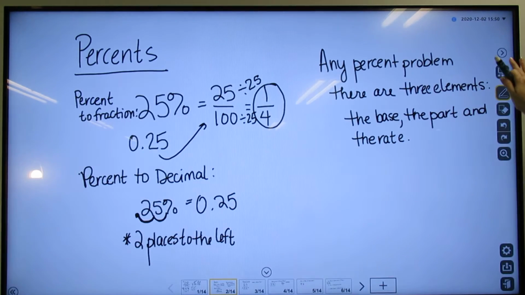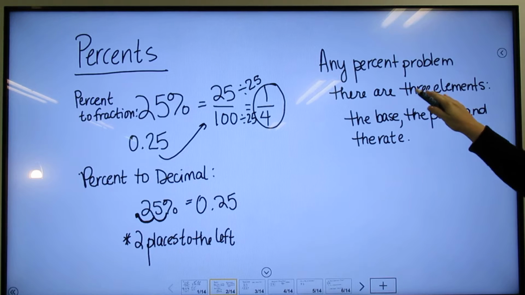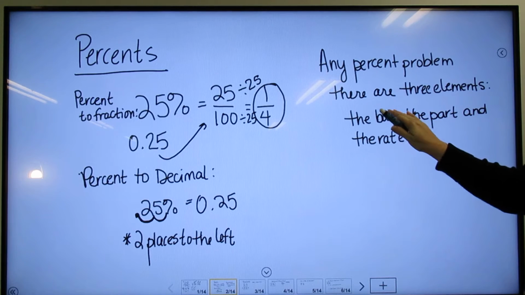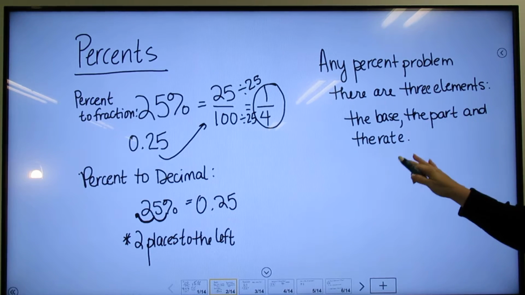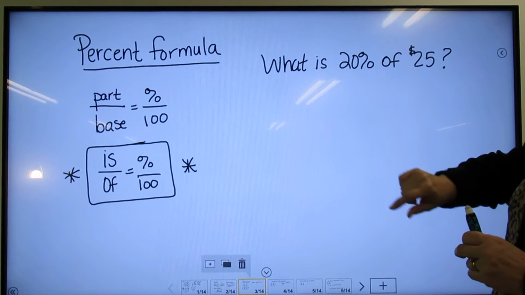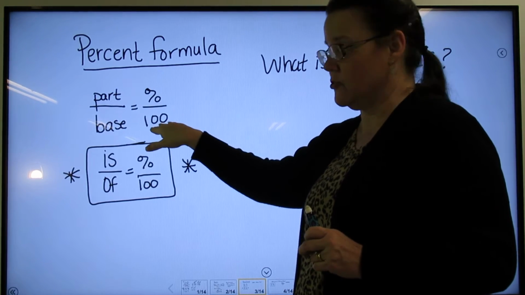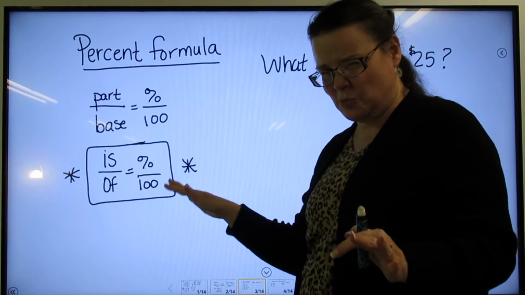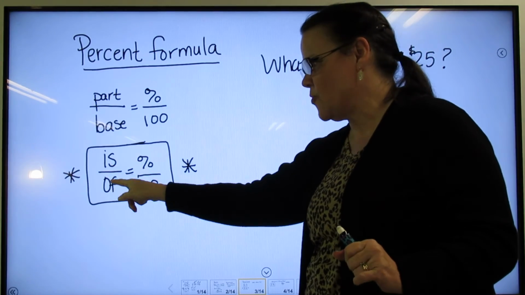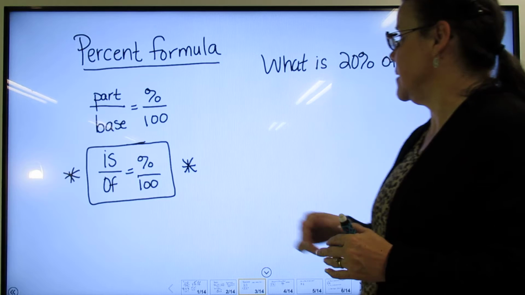Any percent problem that we're going to do is going to be 3 elements, right? It's going to be the base, the part, and the rate. And I'm going to show you a little bit about that. So, percent formula. Part over base equals percent over 100. Or, the easiest way to remember it is is over of equals percent over 100. And you're going to find out in a minute.